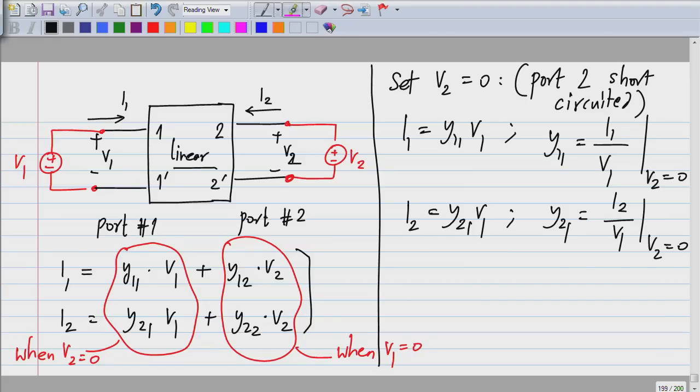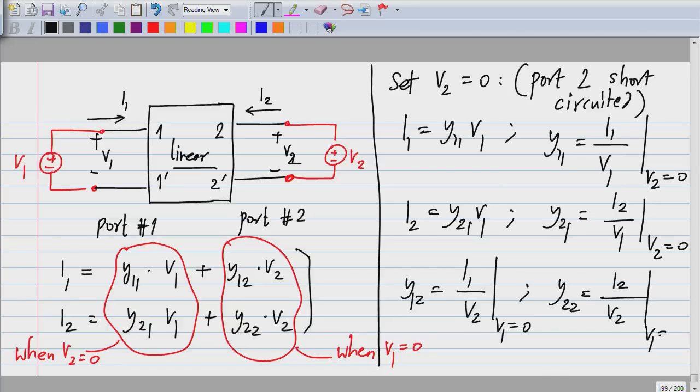If I set V2 equal to 0, the second part of these things go away and you will be left with only this. And then you can find each parameter individually. By measuring I1, you can measure Y11. By measuring I2, you will measure Y21. Similarly, it's also very clear that Y12 can be measured by setting V1 to 0 and measuring I1. When V1 equals 0, this part goes away and Y12 will be I1 divided by V2. And similarly, Y22 will be I2 divided by V2 with V1 set to 0. I hope this is clear.